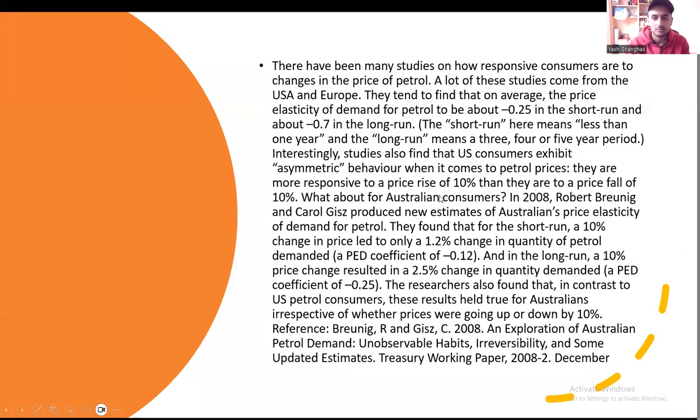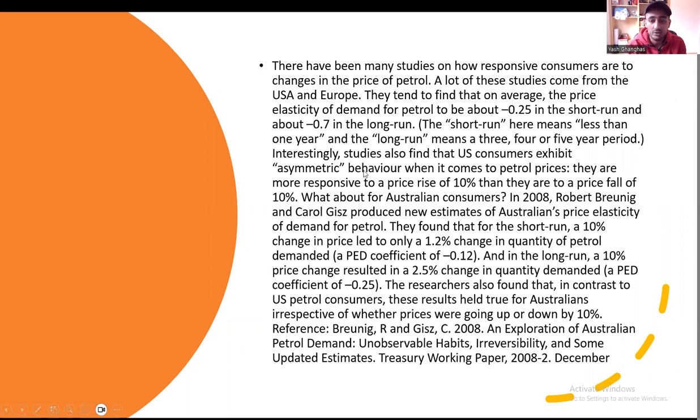We are talking about a topic where we have been given a question: there have been many studies on how responsive consumers are to changes in the price of petrol. Many scenarios are given, like the three regions: Australia, USA, and Europe. We are recording the reactions of people, how they responded when prices went up in the three regions, how we are checking elasticity or inelasticity, and how people will interact in future. So here we are discussing all of those things. So this is the whole question.